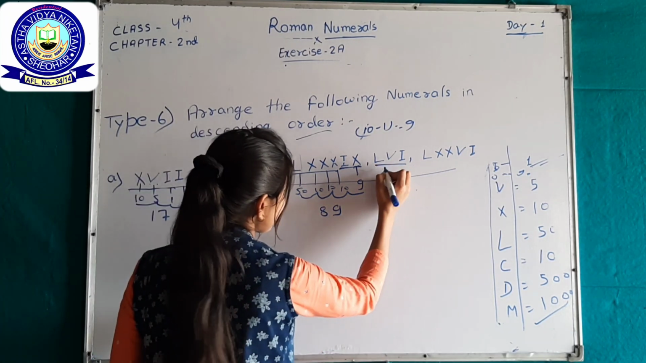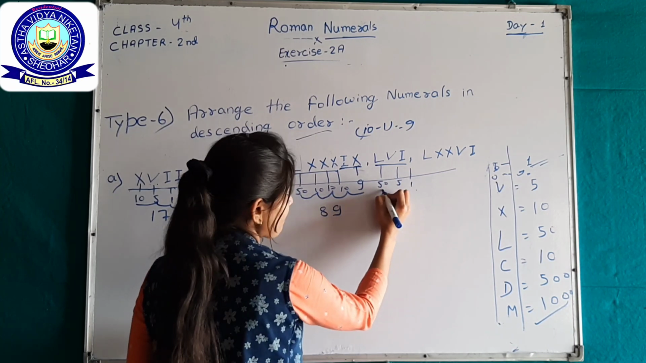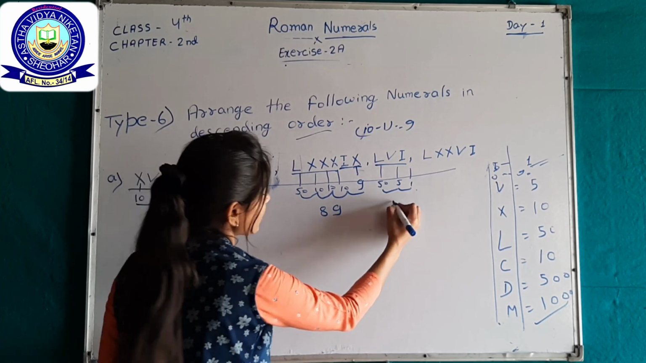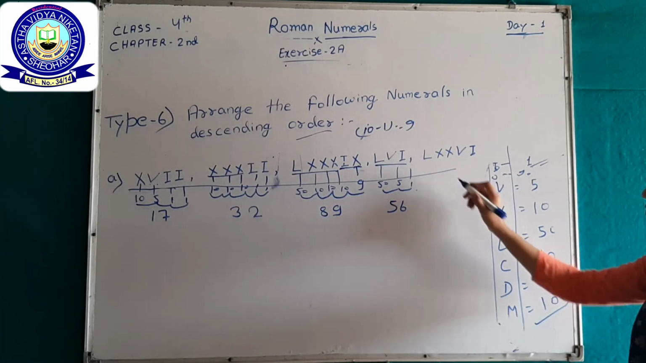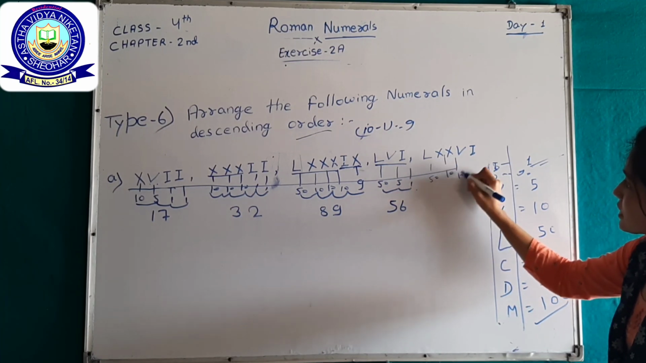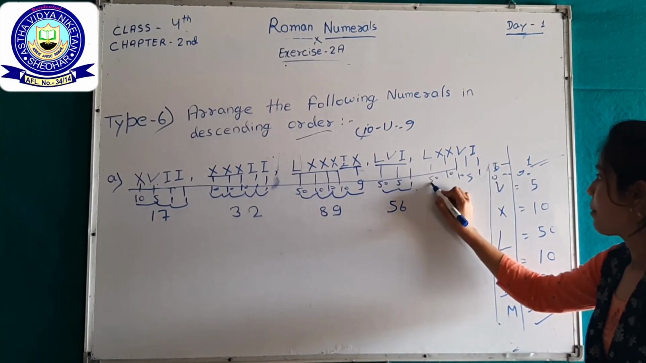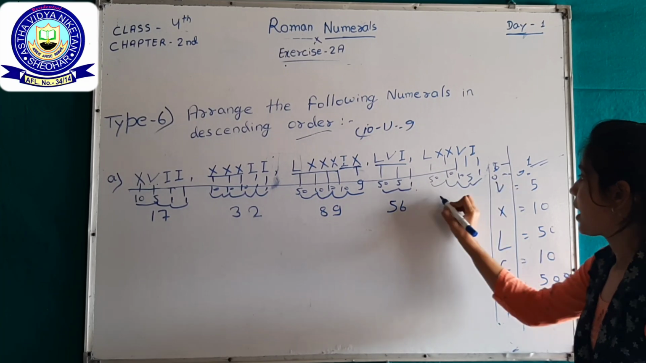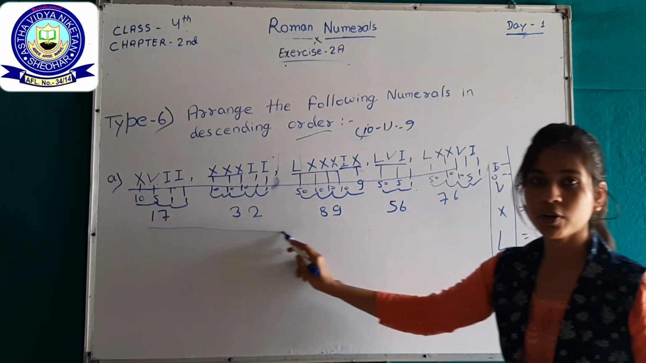Here is LVI. L means 50, V means 5 and I means 1. 50 plus 5, 55, and I means 1, 56. And the last symbol, LXXVI: L means 50, this X means 10, this X means 10, V means 5 and I means 1. Add it: 50 plus 10, 60 plus 10, 70 plus 5, 75 and 76. This is all your Hindu Arabic numerals.